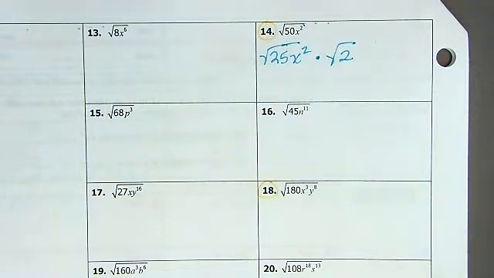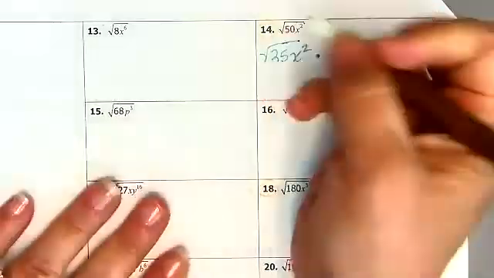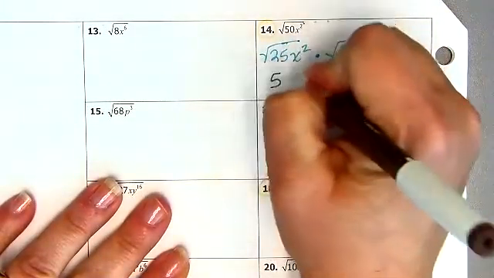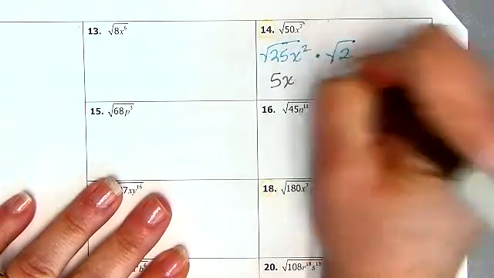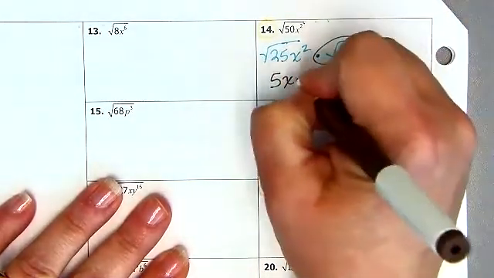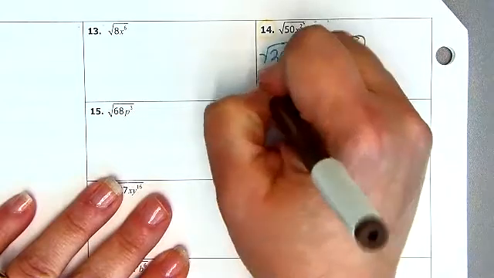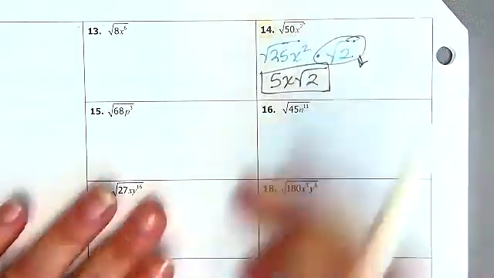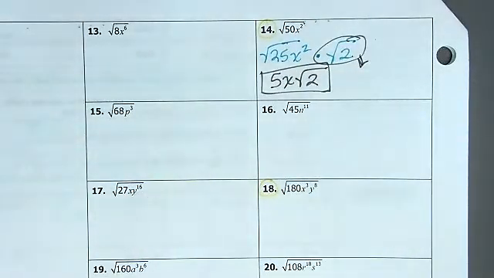And now I'll take the square root. The square root of 25 is 5, x squared is x, and then I bring down what's in the radical. So I have square root of 2. So my final answer is 5x radical 2. All right, moving right along.